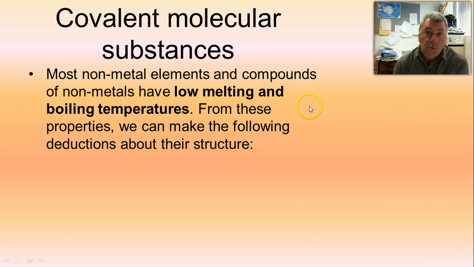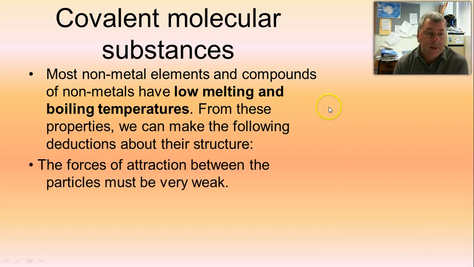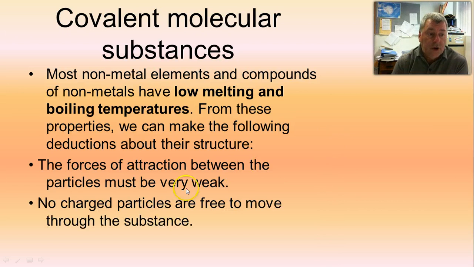A lot of them are gases at room temperature. So what can that tell us about their structure? Because this is what we did in metallic and ionic substances as well. We used their properties to formulate a model that we then use to explain their characteristics. Being low melting point, boiling point, must tell us that the forces of attraction between the particles are very weak. That contrasts with metallic and ionic, doesn't it? So the forces between particles are very weak. No charged particles are free to move through the substance, so they don't conduct electricity.